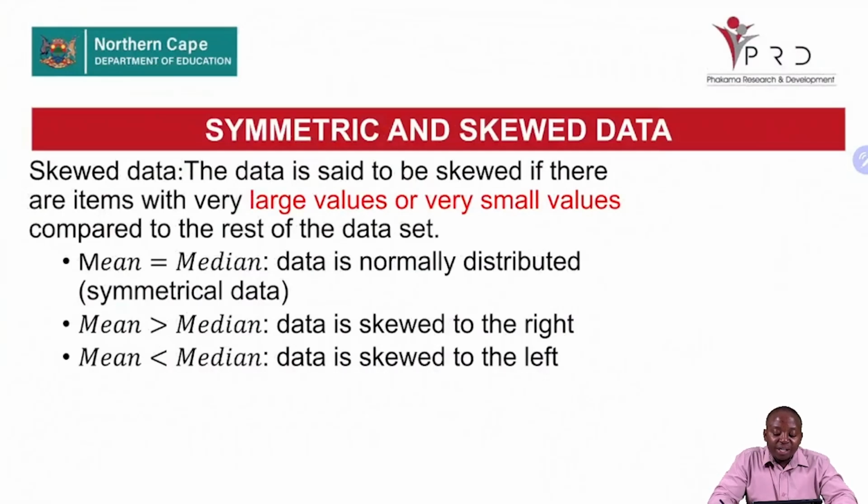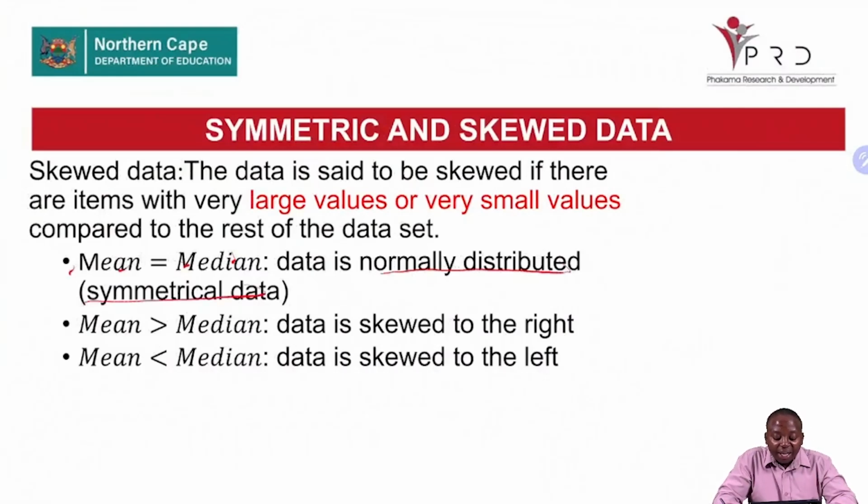Skewed and symmetric data. What we dealt with, we looked at the skewed data. The data is said to be skewed if there are items that are very large and very small values compared to the rest of the data set. Now, when the mean is equal to the median, we say it is normally distributed, we get symmetrical data. That means both sides are equal.